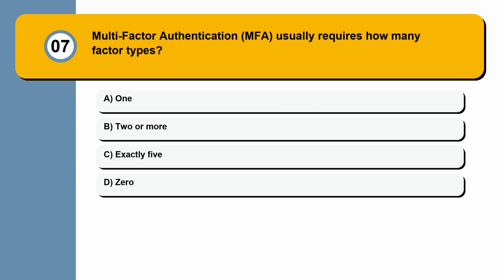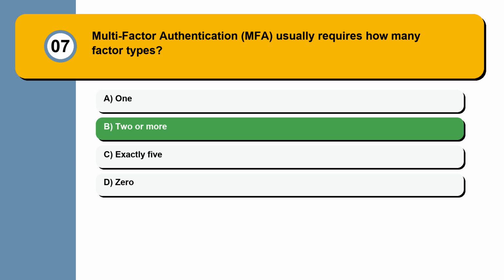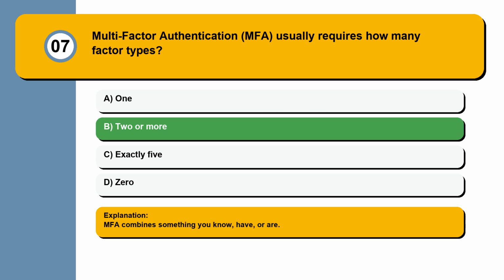Question 7. Multi-factor authentication, MFA, usually requires how many factor types? 1, 2 or more, exactly 5, 0. MFA combines something you know, have, or are.